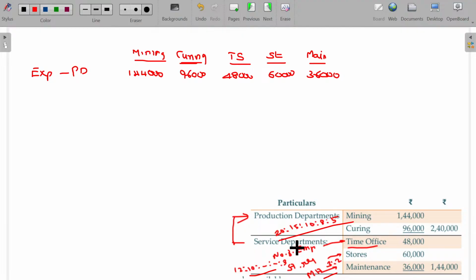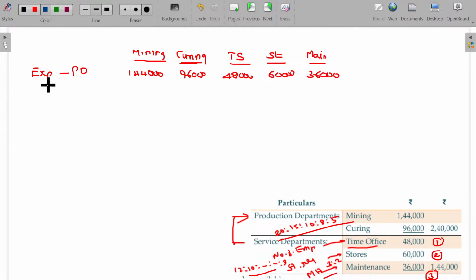The service departments are ranked based on the number of other departments serviced by each department. Which department serviced the other departments most? Time office. Which is the next one? Stores department. Which is the last one? Maintenance. In the same order, you now have to distribute this. Come on.